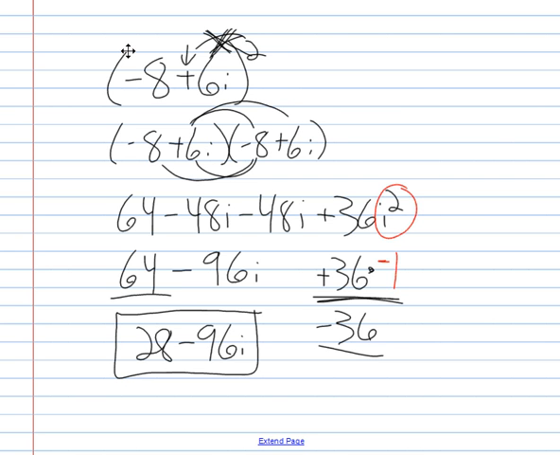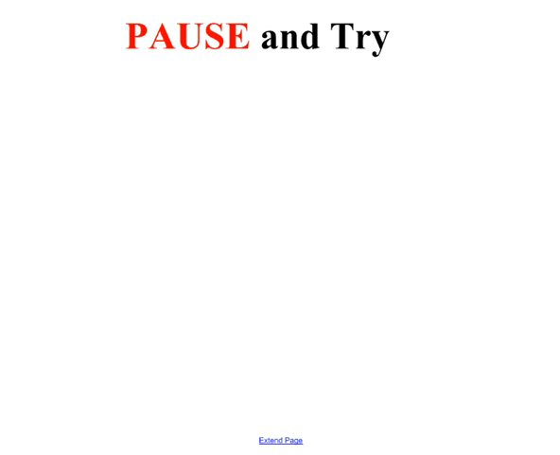Okay, why don't you pause and try this one real quick. So just multiply a negative 7 plus i times negative 3 plus 4i. All right, this should give you a 17 minus 31i.